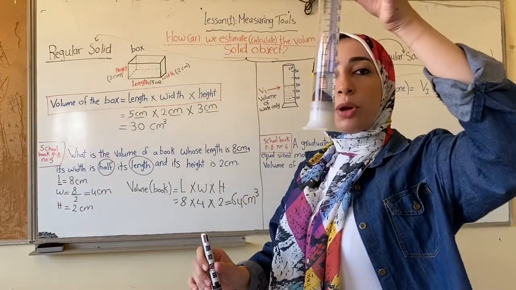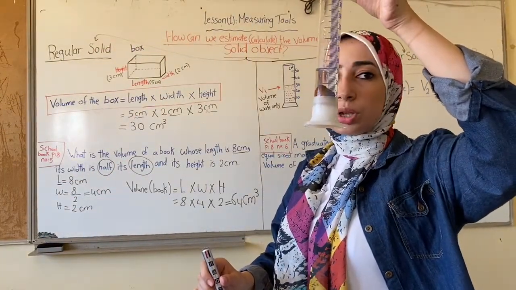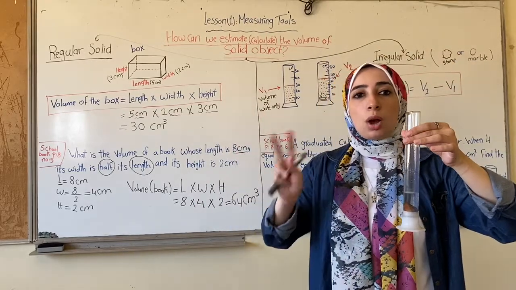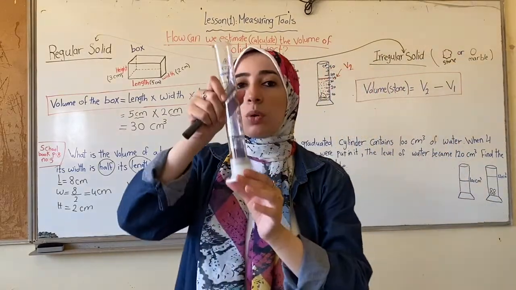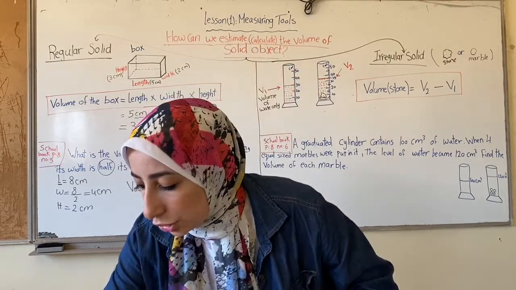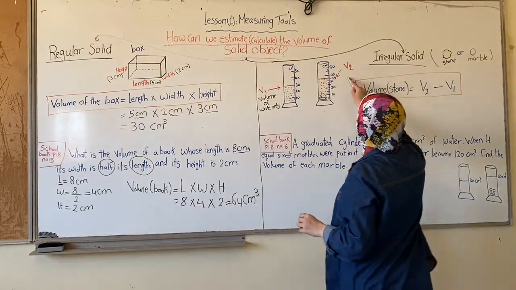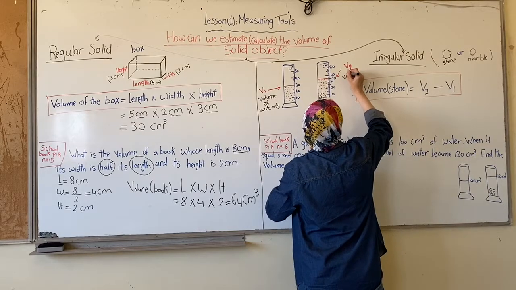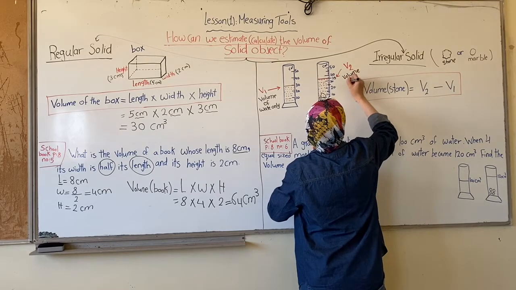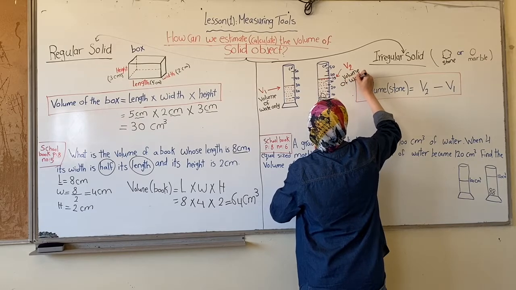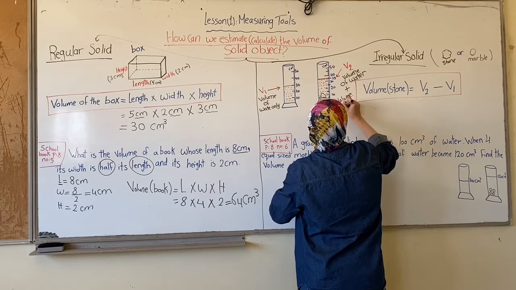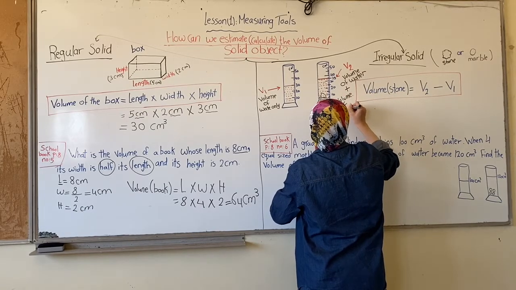Okay, so is this volume the volume of the stone? No, it is the volume of the stone and the water together. I will call this volume V2. V2 is the volume of water plus volume of stone.